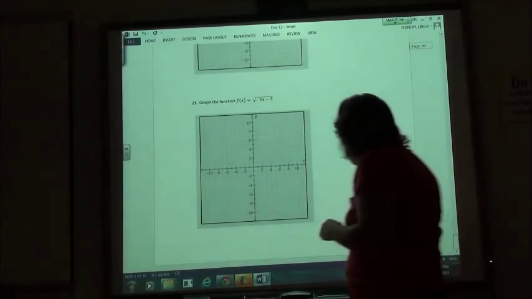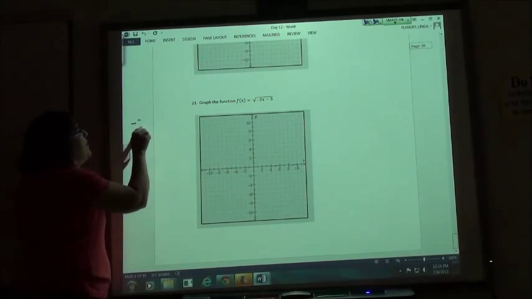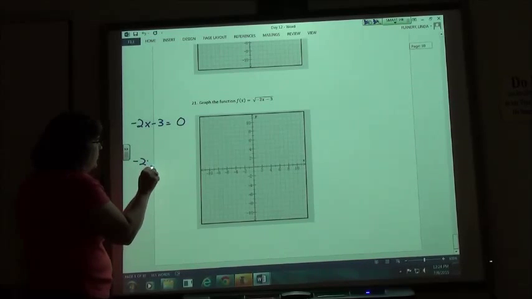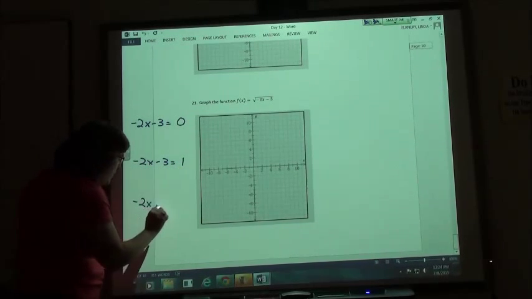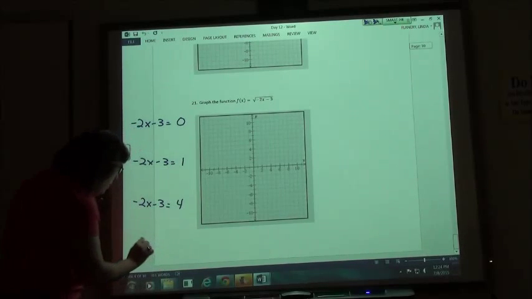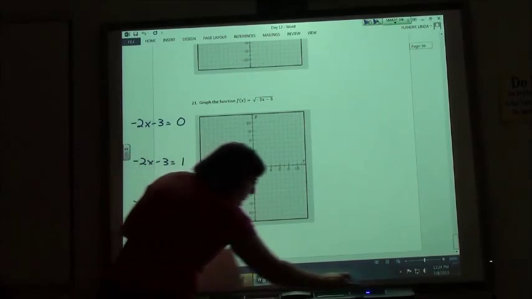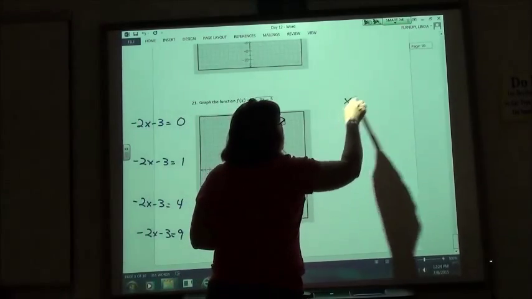And 21, the whole entire thing is underneath the square root. So negative 2x minus 3 we want to equal 0. Negative 2x minus 3 we want to equal 1. Negative 2x minus 3 we want to equal 4. And negative 2x minus 3 we want to equal 9. And then we're going to solve those so we can find the x values in our table.